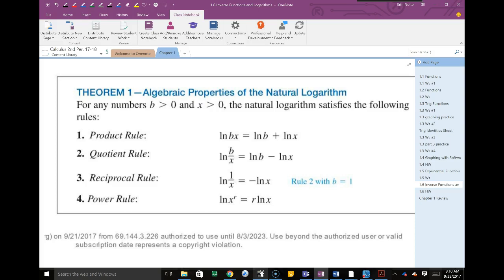What's rule 2? Oh, technically a reciprocal rule is using the quotient rule, because if you were using the quotient rule on this side, it would turn into the natural log of 1 minus the natural log of x. Well, the natural log of 1 is 0, so you just get 0 minus the natural log of x. So that's what they're saying. All right, is everybody good with that? Wrote it down? Check.